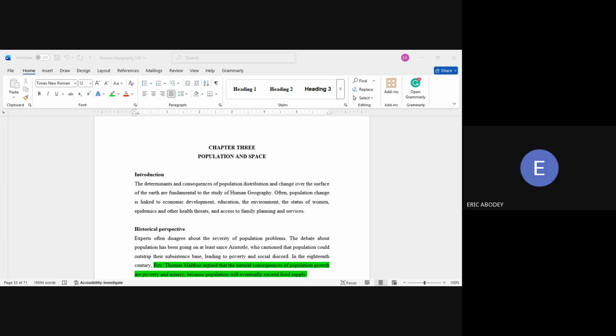So we'll help you appreciate it. So we want to look at population and space. Now, when we talk of population, we are talking about the total number of people living in a geographical area within a given time or a given period. The emphasis on time is very, very important.